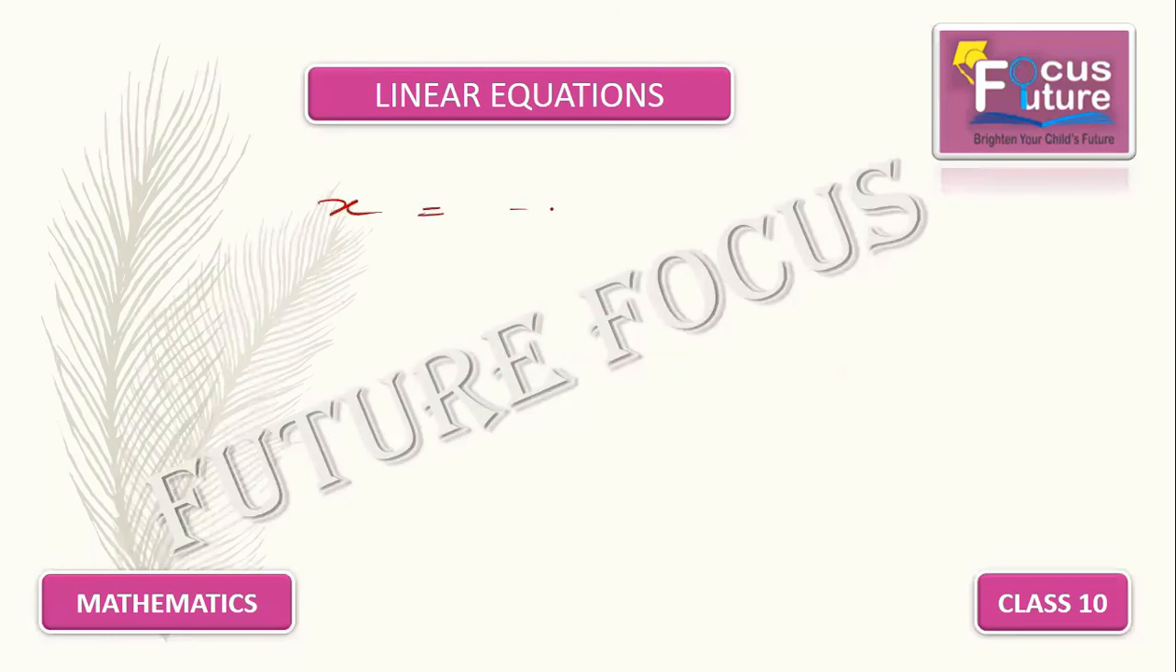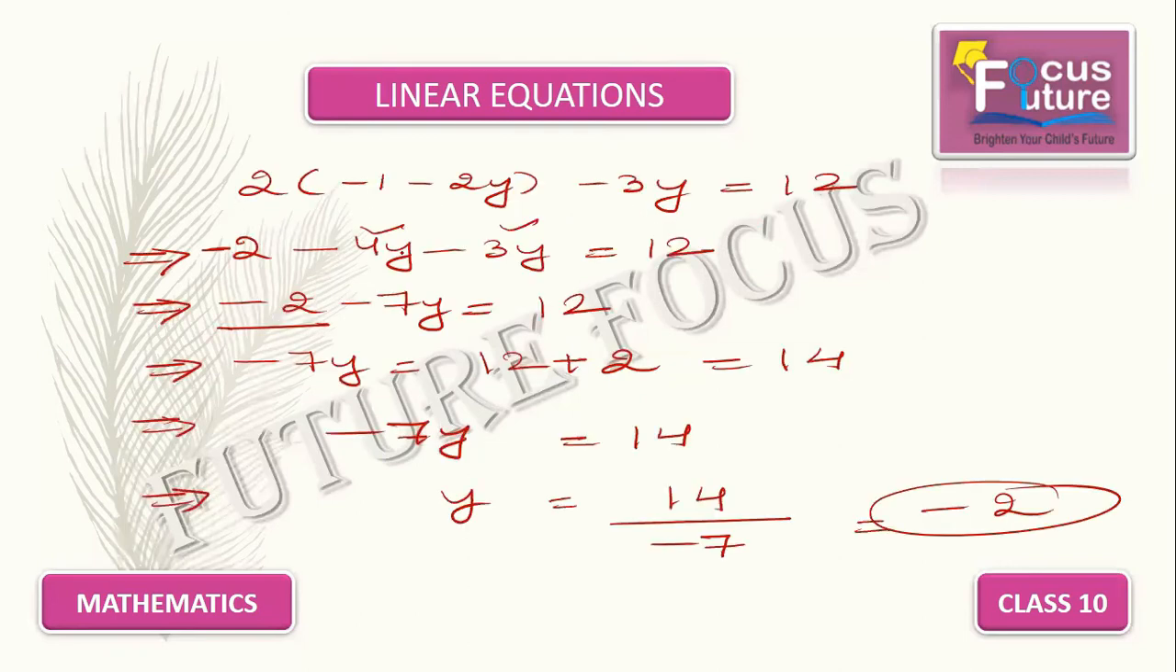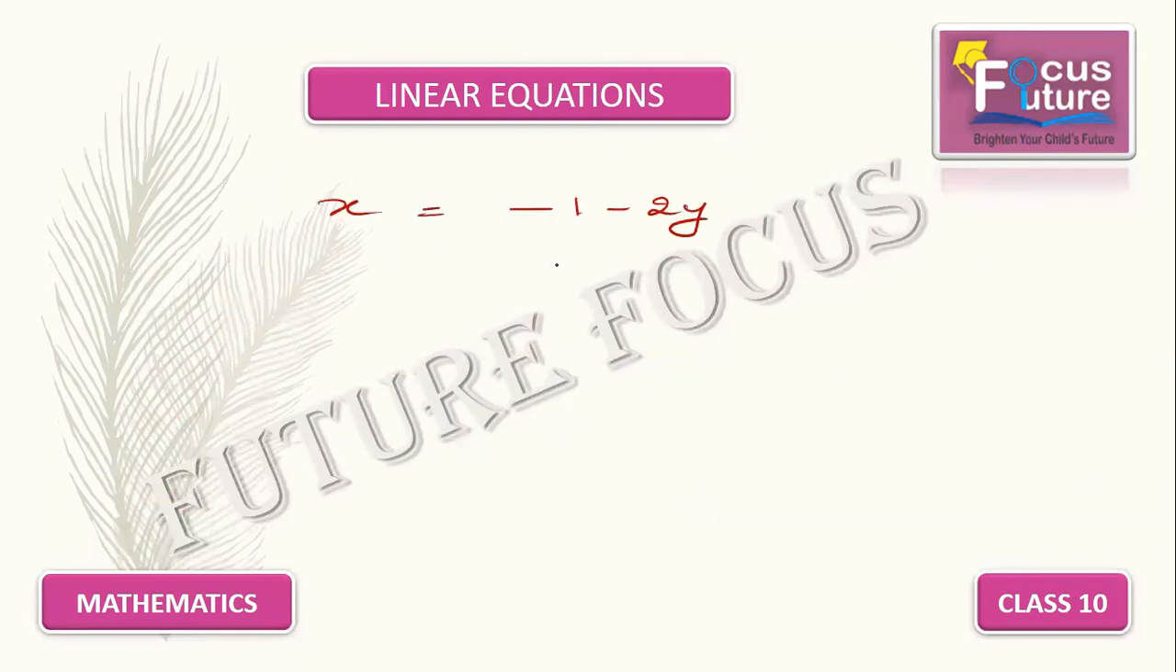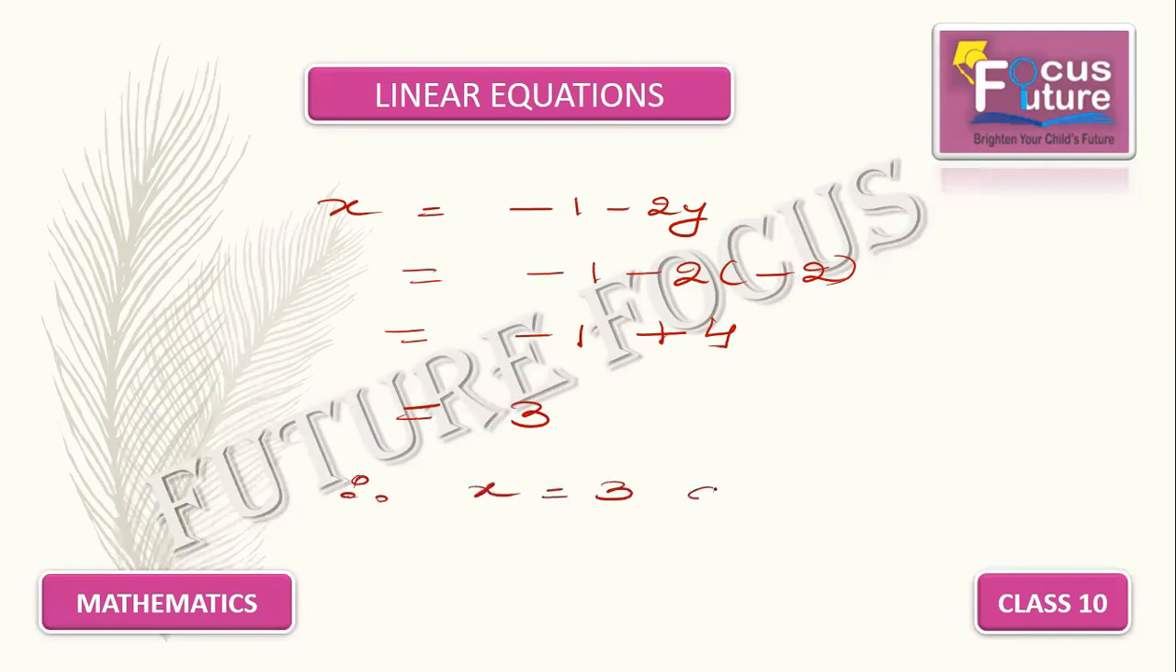X is minus 1 minus 2y, but your y is what? Minus 2. So put the value of y in this. Minus 1 minus 2 into minus 2. Minus minus would be added, and 2 2s are 4. So 4 minus 1 is 3. Therefore, your x is 3 and y is minus 2, right?